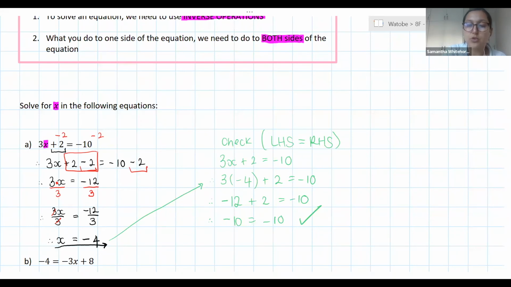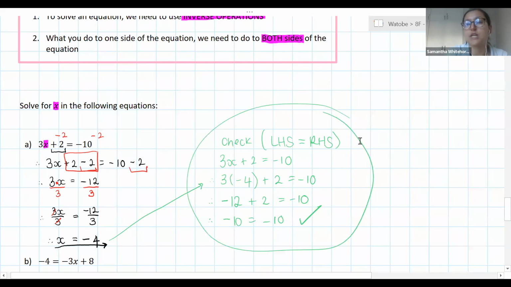Okay, so you can check your answers. I wouldn't suggest writing out your check like this, but just use your calculator quickly, substitute it in, and make sure that your left-hand side is equal to the right-hand side so that you know you've gotten your answer correct. Right, so I'll leave this up if you want to take a screenshot. Hopefully that makes sense. And then we'll have a look at question B.